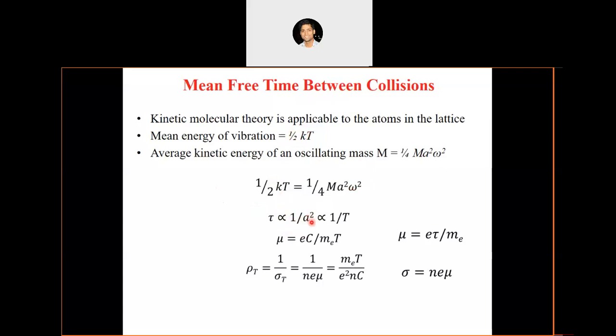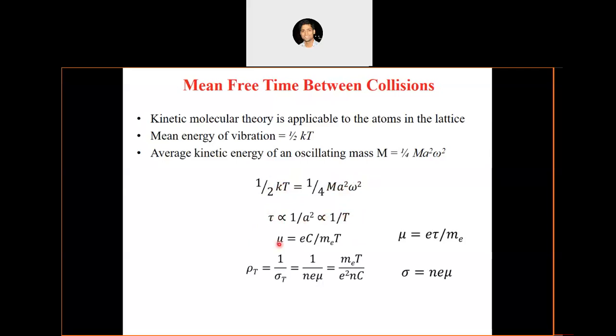a², should be inversely proportional to temperature, because from here we can get that a² is directly proportional to the temperature, right? a² is directly proportional to the temperature. That's why mean scattering time should be inversely proportional to the temperature, right?